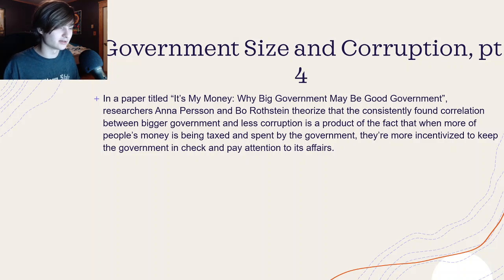In a paper titled "It's My Money, Why Big Government May Be Good Government," researchers Anna Persson and Bo Rothstein theorized that the consistently found correlation between bigger government and less corruption is a product of the fact that when more of people's money is being taxed and spent by the government, they're more incentivized to keep the government in check and pay attention to its affairs. Kind of like, hey, you're taking my money, what are you doing with it? I'm going to make sure to keep you in check.